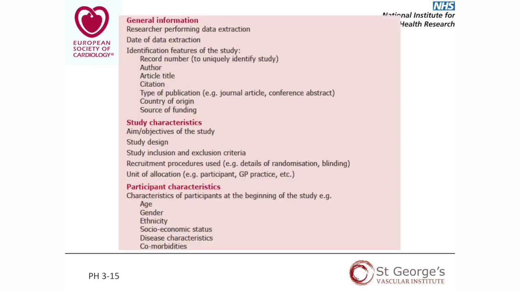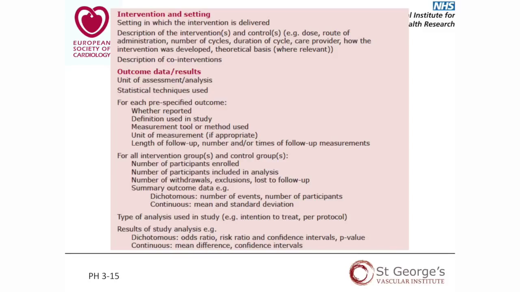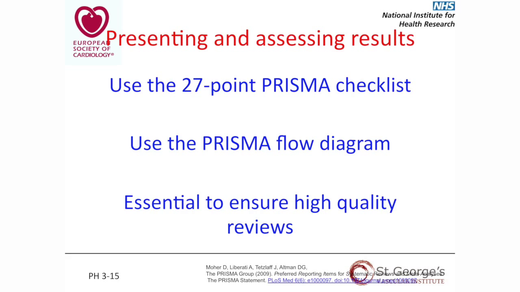This is an example of the sort of information you might put into a data extraction pro forma. So you want general information about who's collecting, the date of data extraction, and identification features of the study, any study characteristics and participant characteristics of relevance. You then look at the intervention and setting, and then look at the data outcomes and results. So it's not rocket science, but it needs to be done ahead of time in order to prevent you having to go back and do this repeatedly or missing key data. And then a brief closing comment on how to present the results.